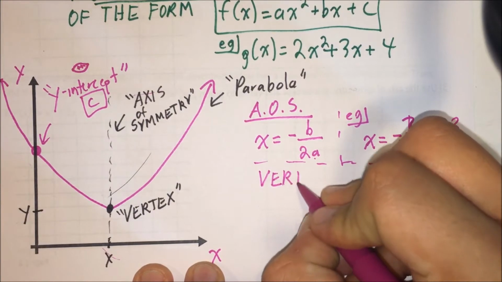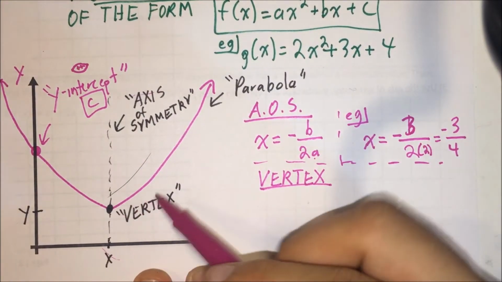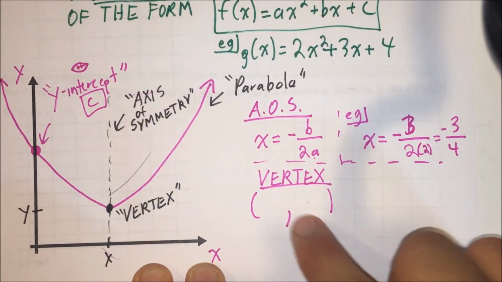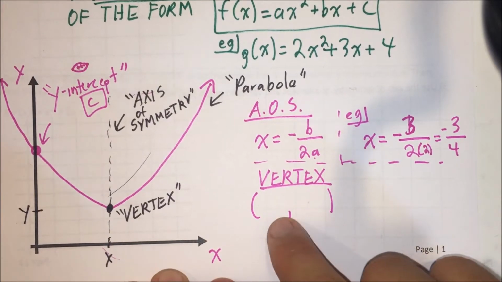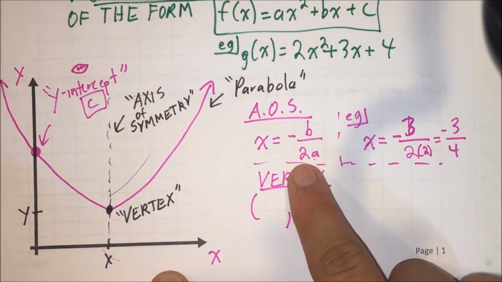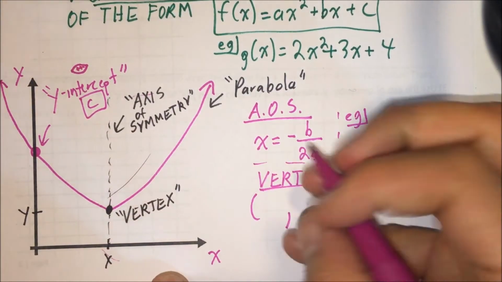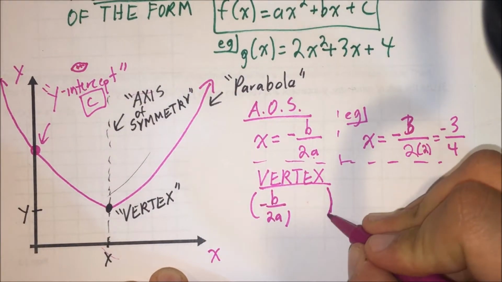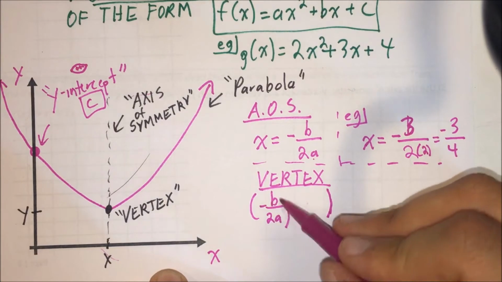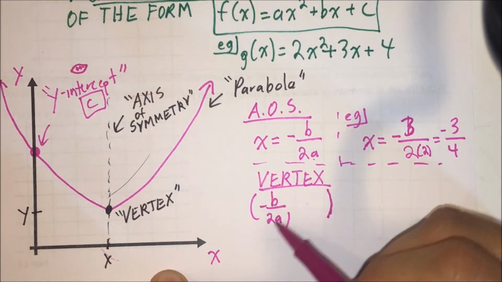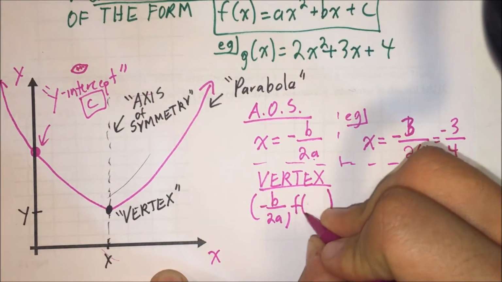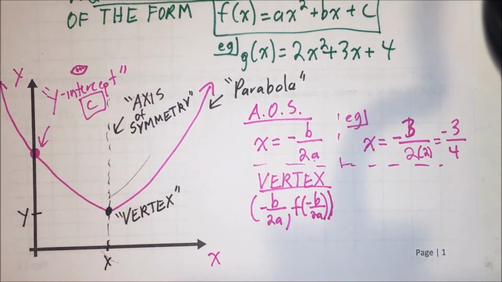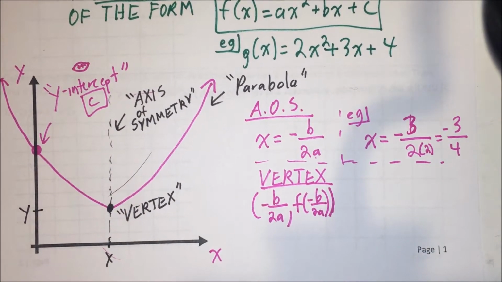Now our vertex is actually a point in space in the xy plane, so we need the ordered pair with both an x and y coordinate. The x coordinate of the vertex is just the axis of symmetry, because you'll notice it runs right through it. So once we find the axis of symmetry, we know the x coordinate of the vertex. Once we know that, we can enter that number into the function, and that gives us the y coordinate of the vertex. So that's how we find both our axis of symmetry and vertex. They're very related to one another.